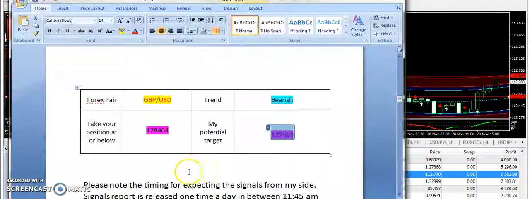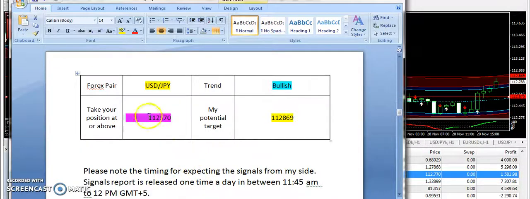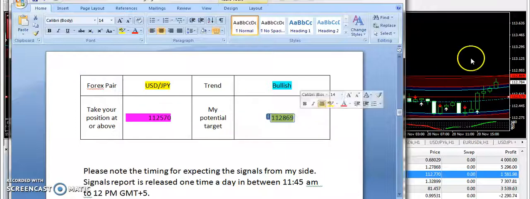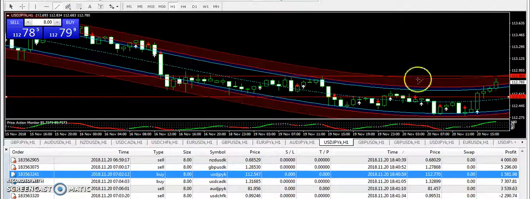Okay, now let's talk about the strength that we have seen today on USD JPY. 112.570 is the bullish entry, and 112.869 was the target price. So this signal was fine because we have a clear break from here, and the market closed above the entry, and finally USD JPY has moved up.